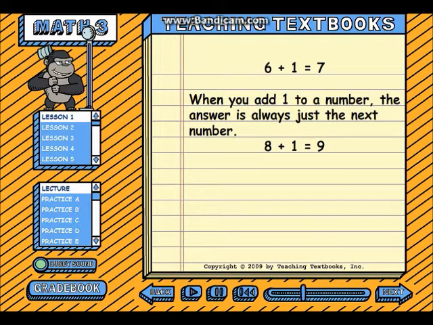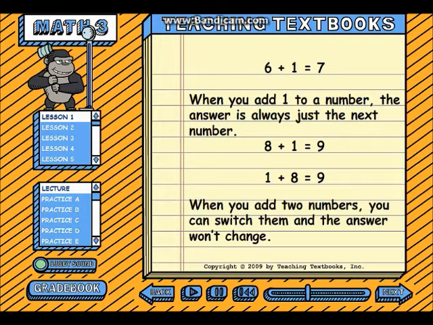And here's something else kind of neat. 8 plus 1 equals 9, but 1 plus 8 also equals 9. And that's because when you add two numbers, you can switch them and the answer won't change. See, here's 6 plus 1 equals 7. We already did this one. But what's 1 plus 6? You got it. Switching 6 and 1 doesn't change the answer. It's still 7.